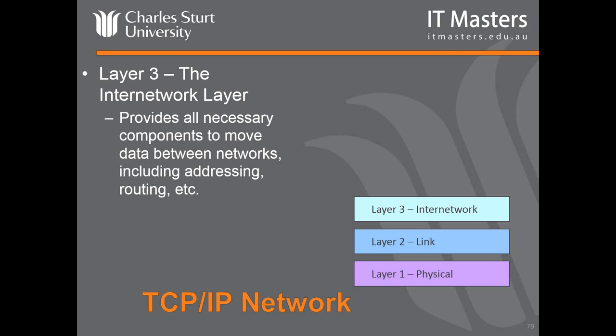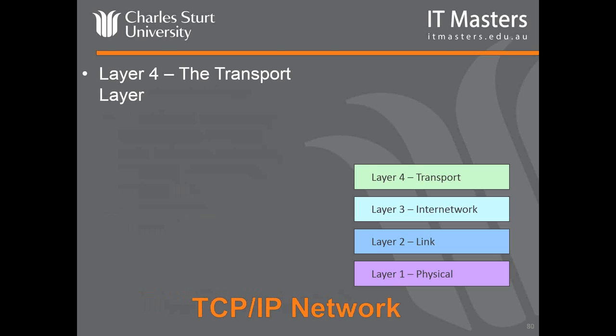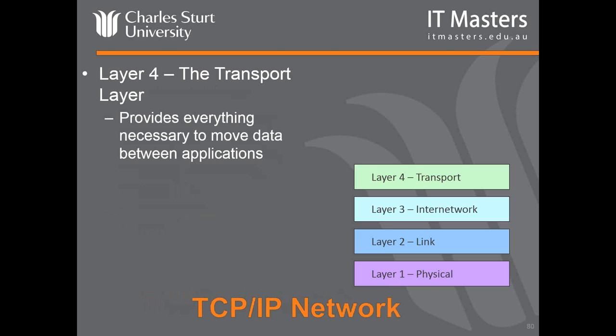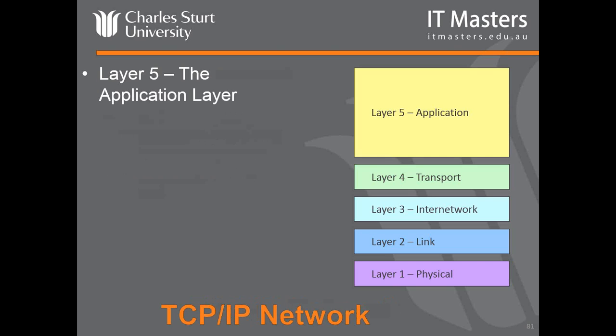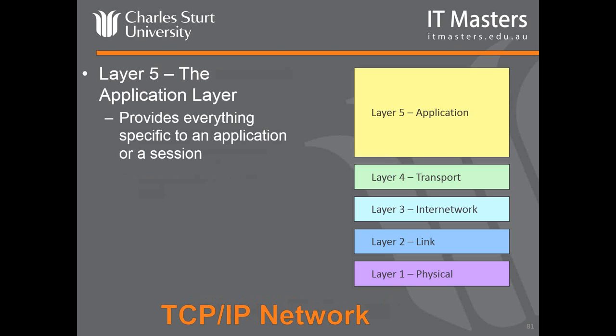Whether we're talking IP version 4 or version 6, this is how we move data between the networks, the addressing, the routing, etc. So at this point, we're talking OSI layer 3. Transport layer, everything necessary to move data between our applications. OSI level 4, the ports. And then layer 5, all these other things, specific application stuff.